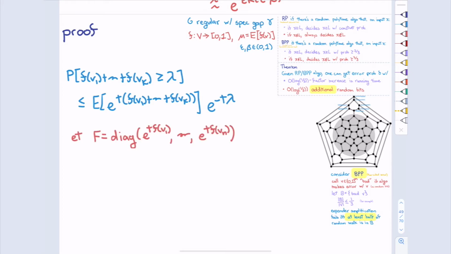Now, okay, here's maybe the one really interesting part of the proof. So we introduce this matrix F, which on the diagonal has these exponentiated values. Is this the diagonal? Yes. Okay. So it has e to the t f(v1), f(v2), f(v3), f(v4), all along the diagonal. So you put that there. This is, I think, the really subtle part of the analysis.